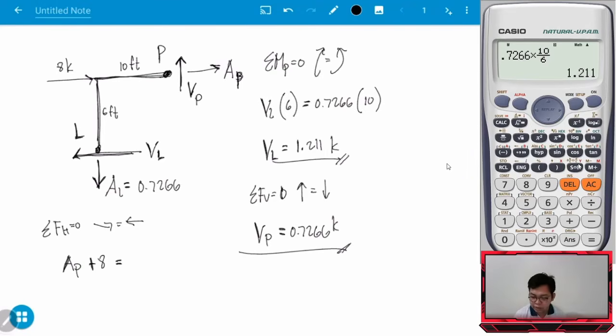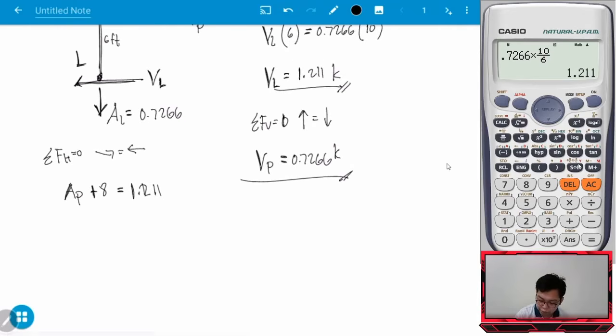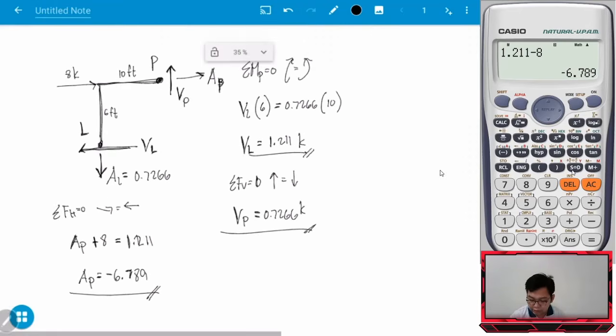Ano nga ulit yung VL natin? 1.211. So, pwede natin i-solve yung AP. Ano yung value ng AP natin? That's actually negative. So, 1.211 minus 8 is actually equal to negative 6.789. Okay, negative 6.789. So, check down natin kung tama ba yung sagot natin.